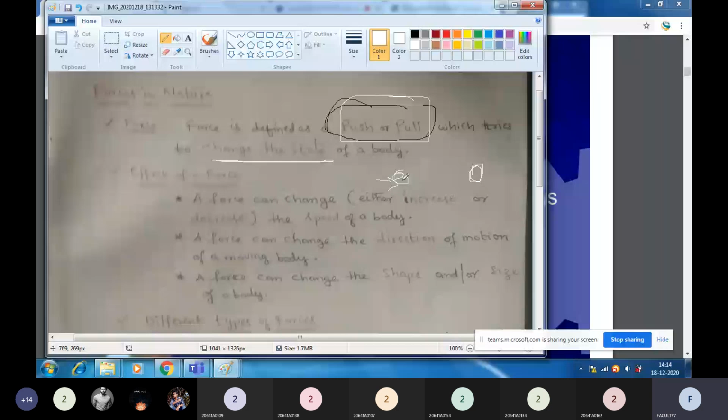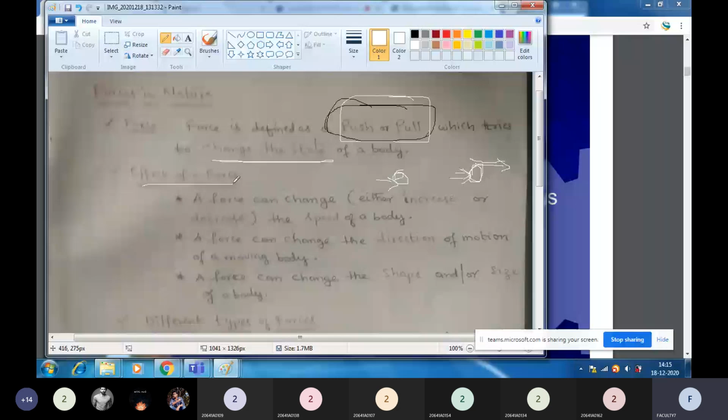Now, if a body is already moving with some constant velocity and you apply a force on that moving body, what happens? You will have a change in the velocity. If it is moving at 2 meters per second and you apply a force in the same direction, then the speed of that body will increase. Depending on those things, we give effects of a force as the next important point.